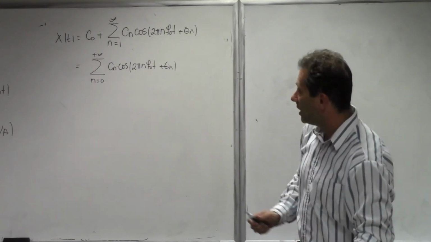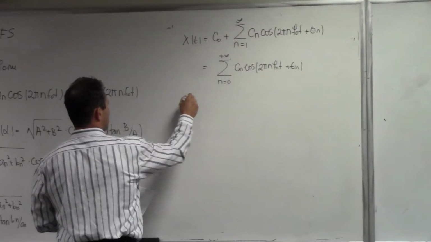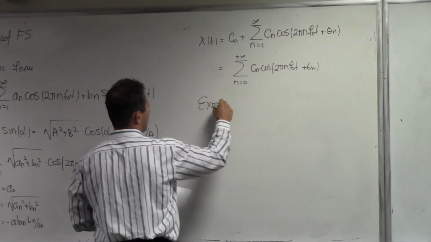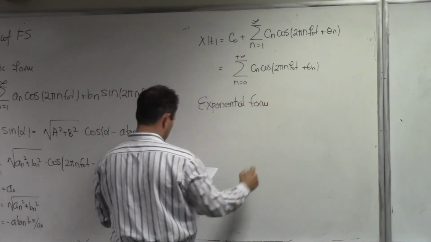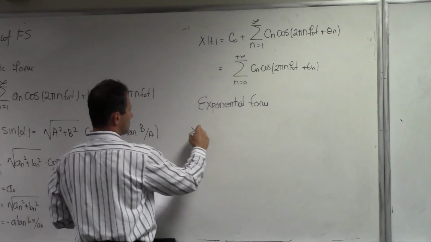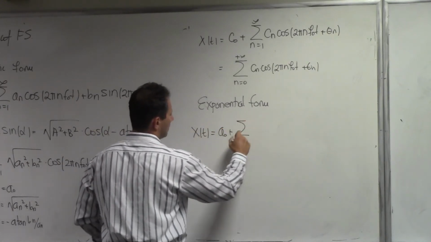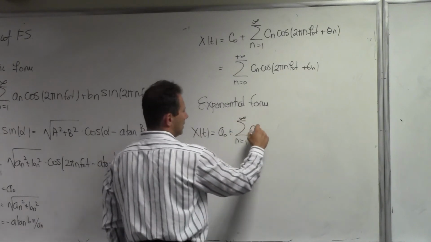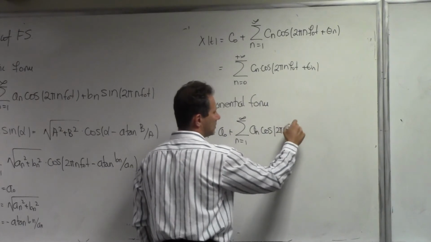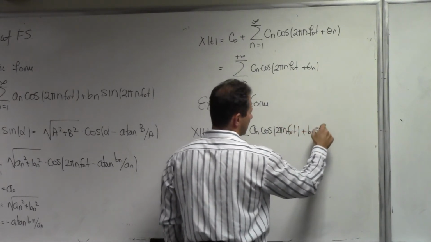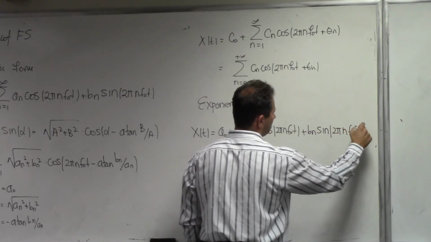All right, so let's look at the third form. The third form is what we call exponential form. And in this one, we also start by saying x of t is a0 plus sum when n goes from 1 to infinity, an cosine 2 pi n f0 t plus bn sine 2 pi n f0 t.